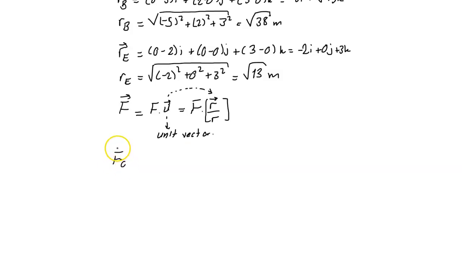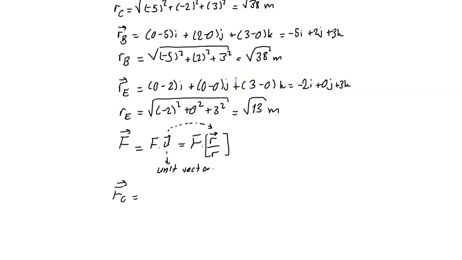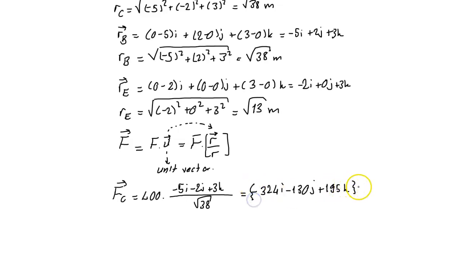So our FC vector will be the magnitude of FC, which is 400, times the RC vector, minus 5i minus 2j plus 3k, over square root of 38. And this is equal to minus 324i minus 130j plus 195k, and that's Newton.